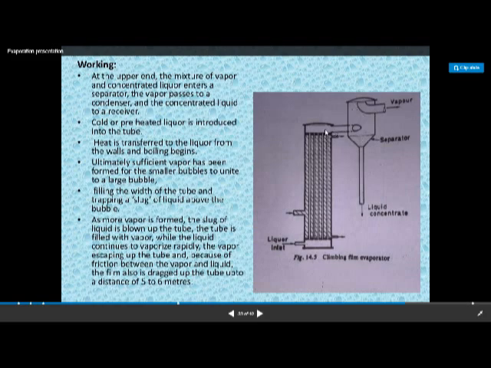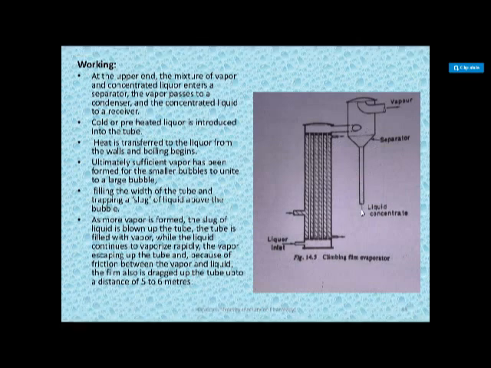The steam which is going to be condensed will enter into this condenser, and the vapors are going to come into the separator, and through this we will get the liquid concentrate. This is the actual construction.